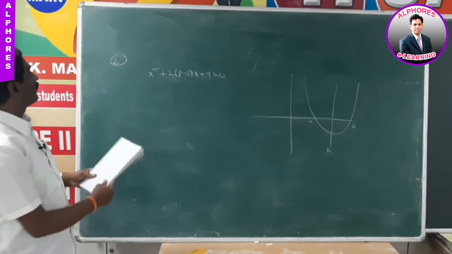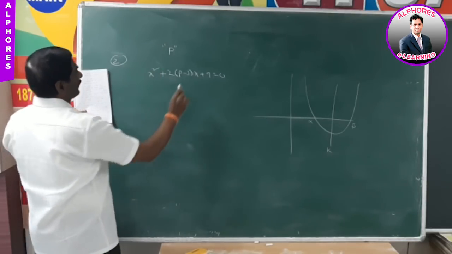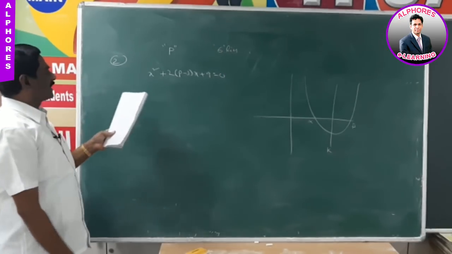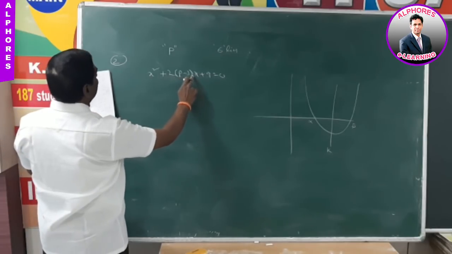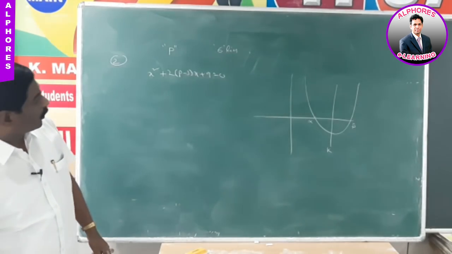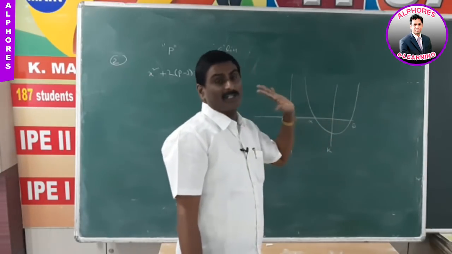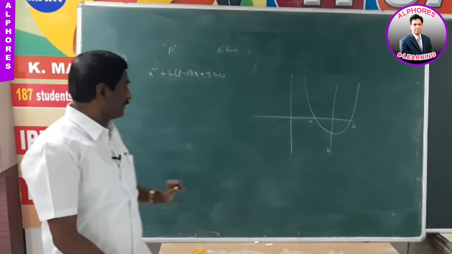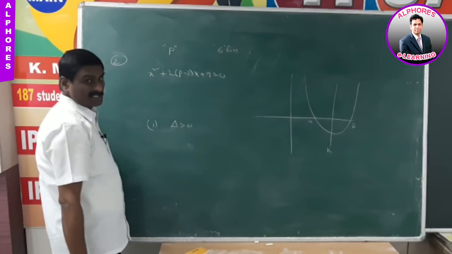Second one, the set of all values of p for which 6 lies between the roots of the quadratic equation x square plus 2 into p minus 3 into x plus 9 is equal to 0. Let the roots be alpha, beta, and 6 lies in between these two roots. If k lies in between the roots, what are the conditions? First one is delta greater than 0, roots are real and distinct.